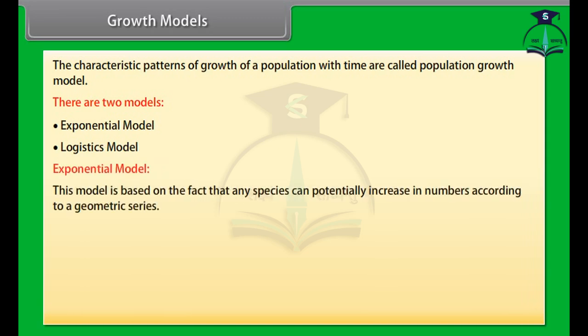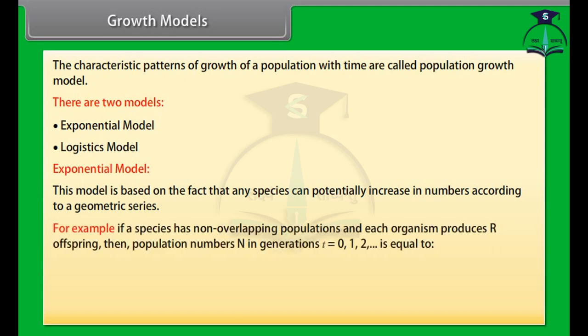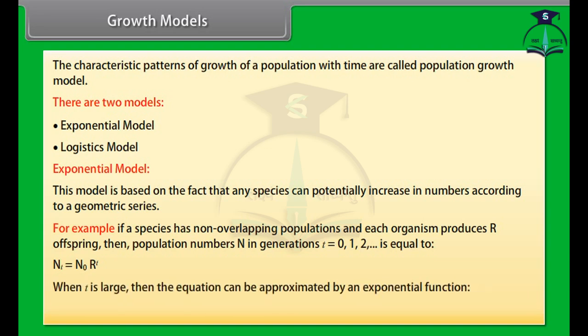Exponential model. This model is based on the fact that any species can potentially increase in numbers according to a geometric series. For example, if a species has non-overlapping populations and each organism produces R offspring, then population numbers N in generations T equal to 0, 1, 2, and so on is Nt equals N0 times R raised to the power T. When T is large, the equation can be approximated by an exponential function, Nt equals N0 e raised to the power RT.